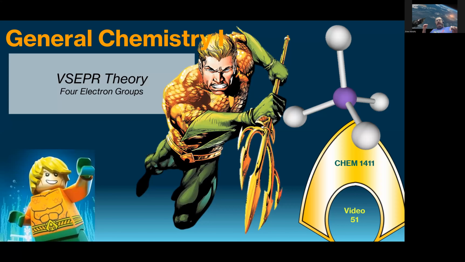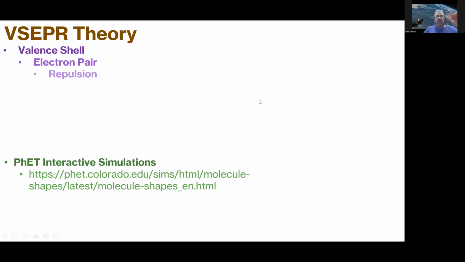Okay, we're diving back into VSEPR theory. We're talking about four electron groups here. Remember, this is about figuring out electron geometry and molecular geometry of stuff. Remember, we're talking about valence shell electron pair repulsion. So this is how we're going to figure out geometry as we do this.